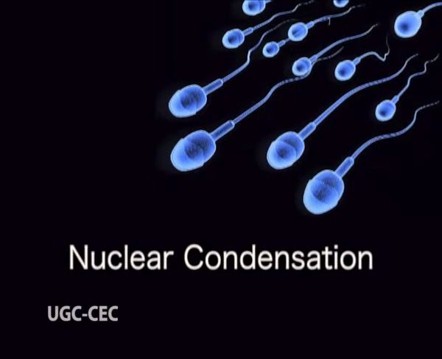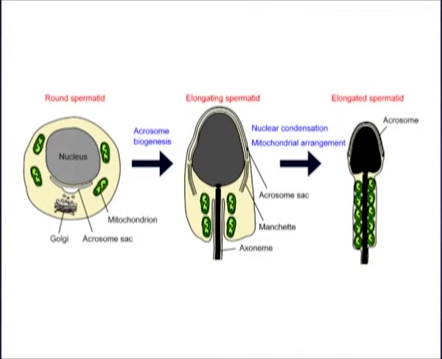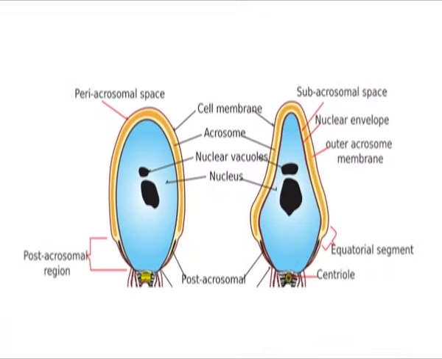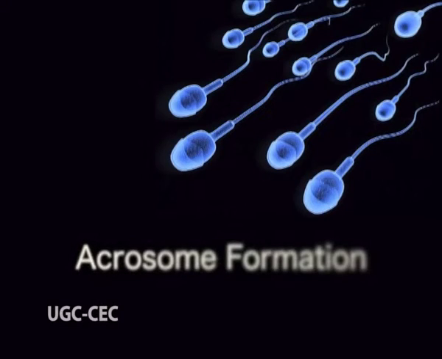Nuclear condensation. The nucleus becomes smaller, denser, and flattened, along with condensation of the nuclear contents. The nucleus appears oval from above, and from the narrow side it appears pear-shaped. The acrosome lies over the tip. Nucleus and acrosome form the sperm cell's head that is bound to the midpiece by a short neck.